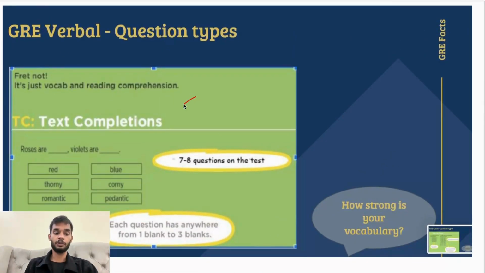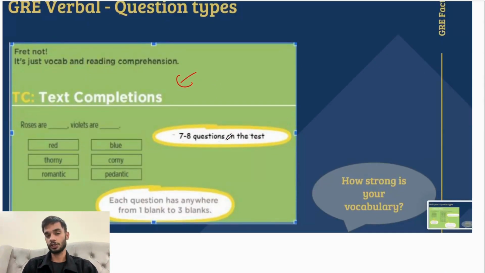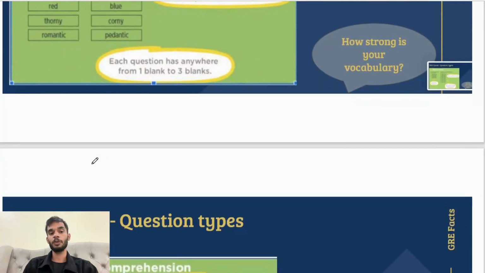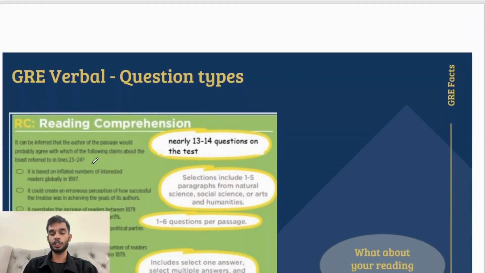Next, what about verbal? Verbal has text completions. So you'll have questions like roses are red, violets are blue, whatever. It's just vocab and reading comprehension. They are testing your vocab and your reading comprehension, and for the GRE you should have a strong vocab as well. Now we'll have options like this, and you just pick from them, and they will be filled in. Each question has anywhere from 1 blank to 3 blanks.